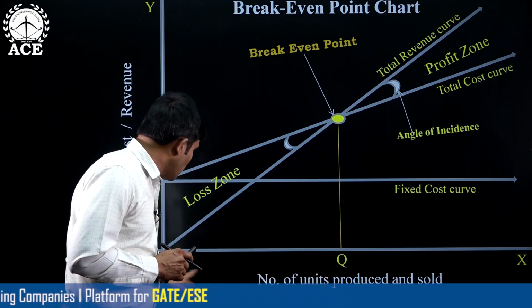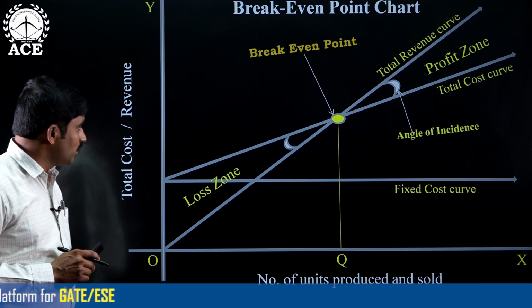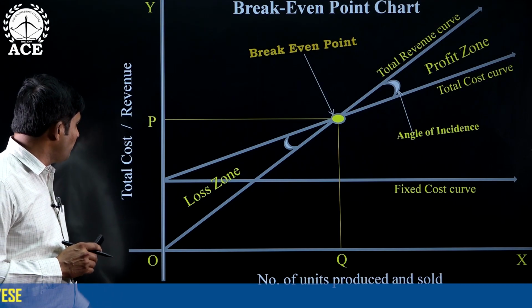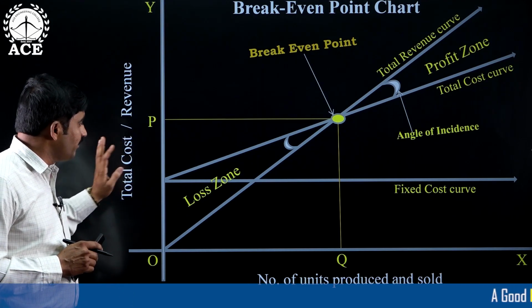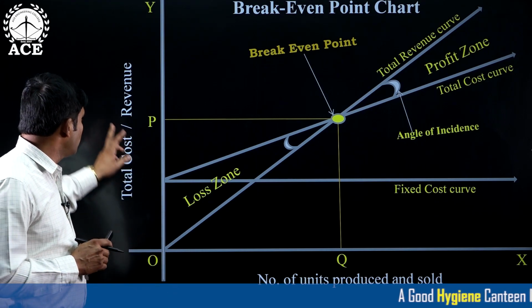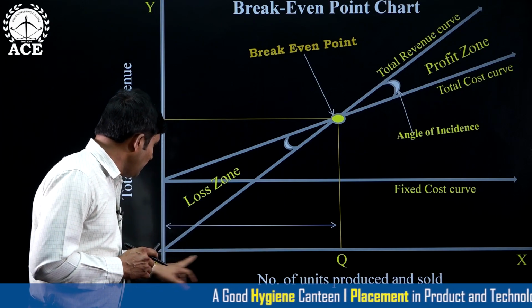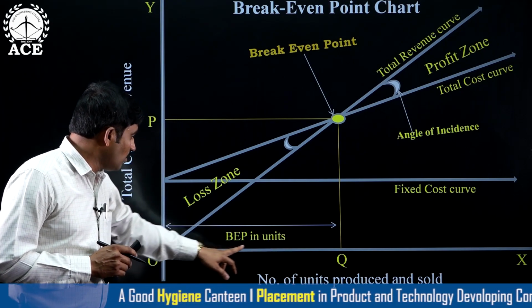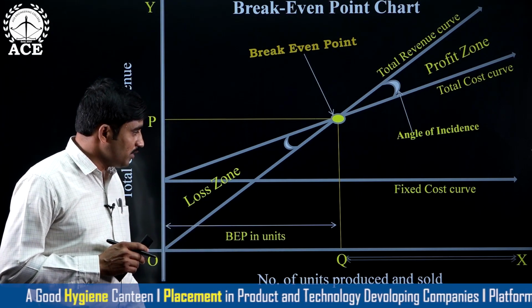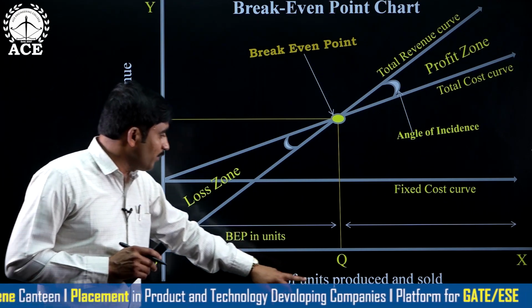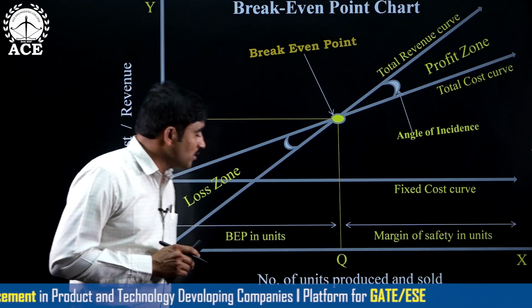this is OQ, called the break-even point in units. At the break-even point, OP is the break-even point in terms of cost or in terms of revenue. And the area between OQ is called the break-even point in units. The area above the break-even point is called the margin of safety.